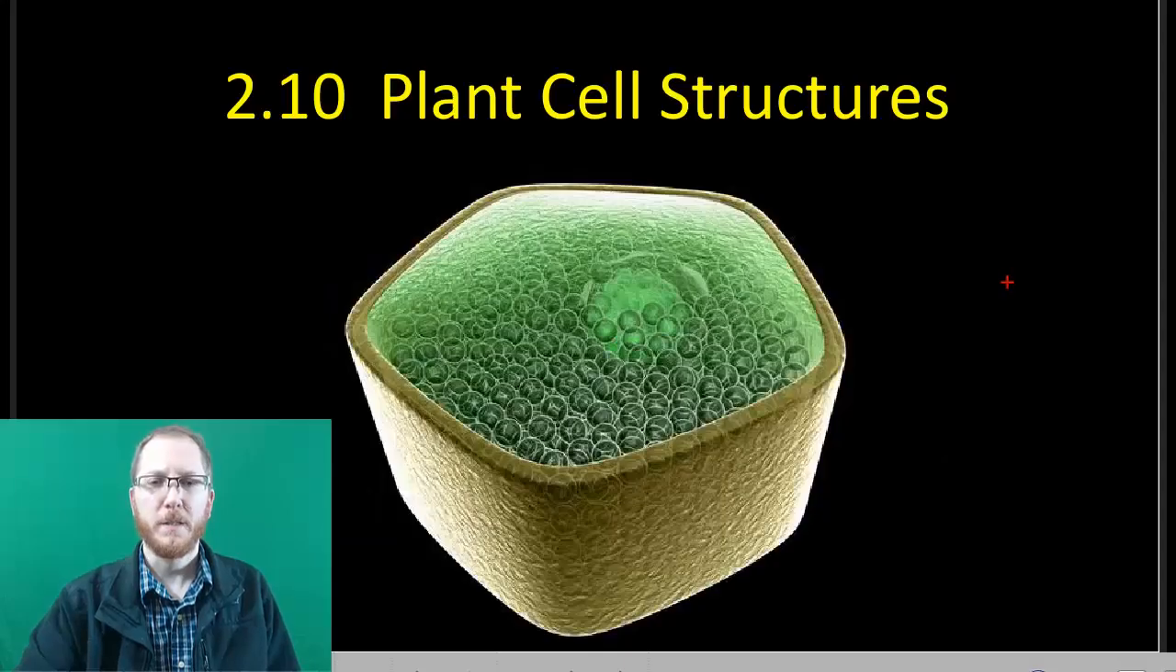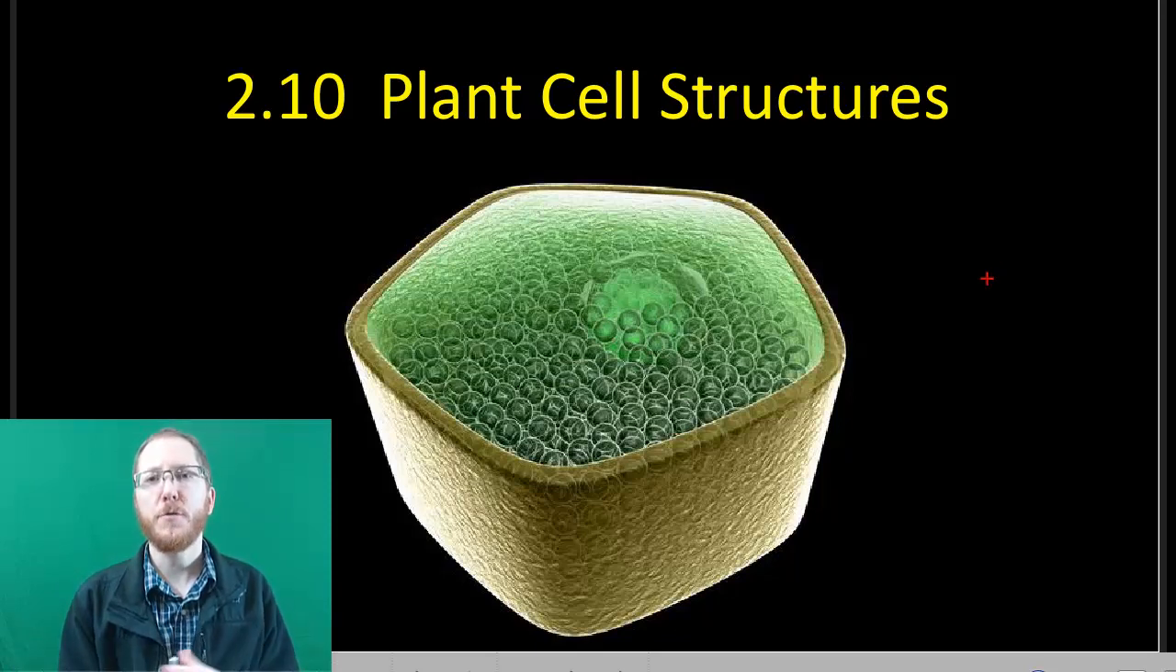Welcome to section 2.10. We're going to cover plant cell structures. Most of the stuff we've talked about before applies to just about all eukaryotic cells. A couple of them, centrioles, usually lysosomes, usually cilia, apply generally to animal cells. But there are several structures that we'll find specifically in plant cells.